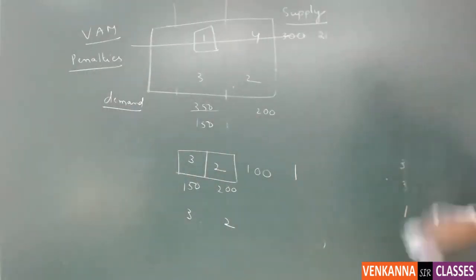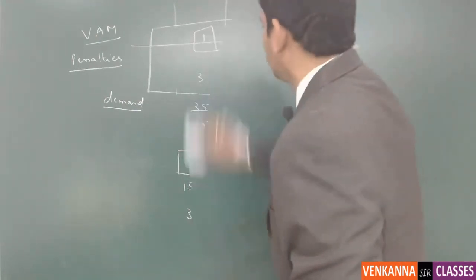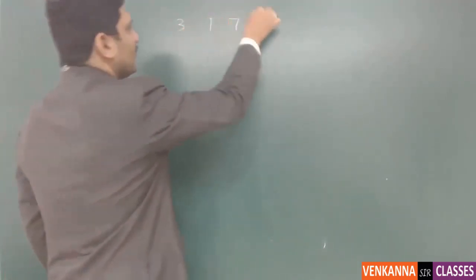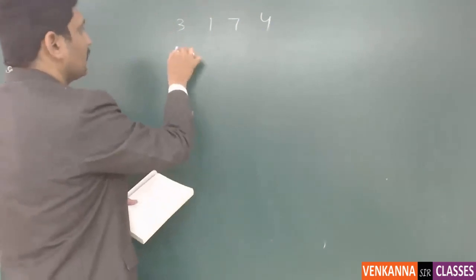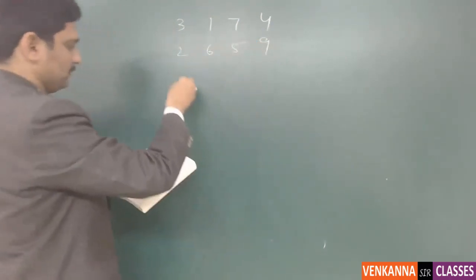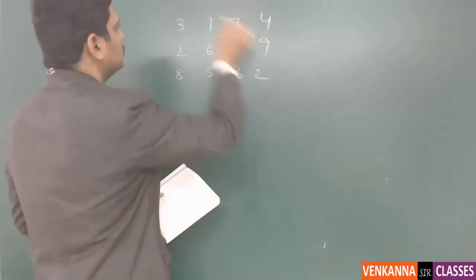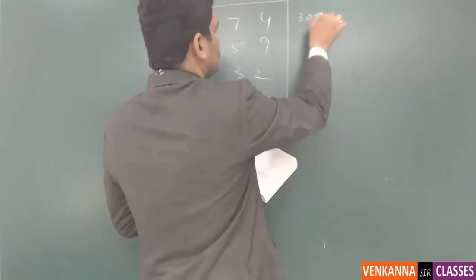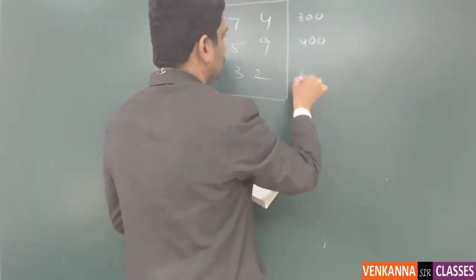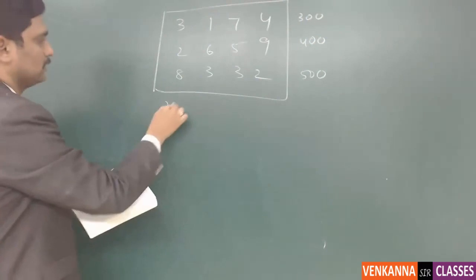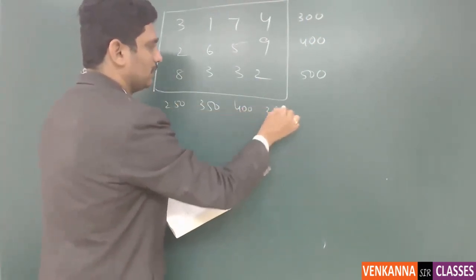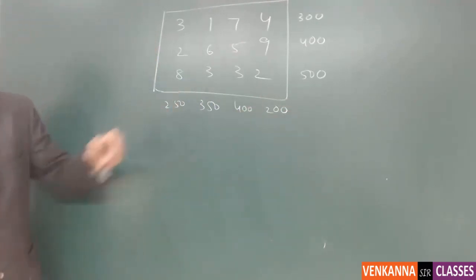Let us go with the beginning again, without any disturbance. 3, 1, 7, 4, 2, 6, 5, 9, 8, 3, 3, 2. The values 300, 400, 500, 250, 350, 400, 200. Now can you check, is it balanced or not?